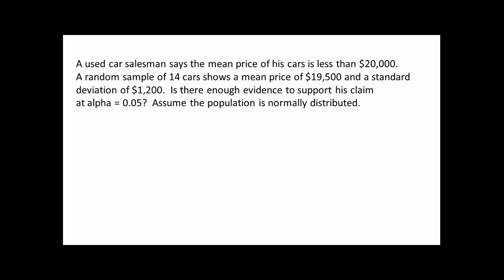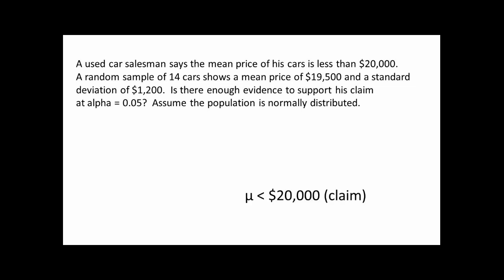Let's try an example. A used car salesman says the mean price of his cars is less than $20,000. A random sample of 14 cars shows a mean price of $19,500 and a sample standard deviation of $1,200. Is there enough evidence to support his claim with an alpha of 0.05? Assume the population is normally distributed.